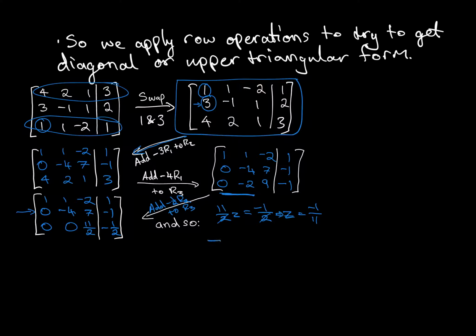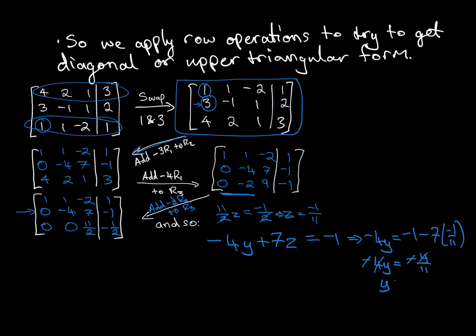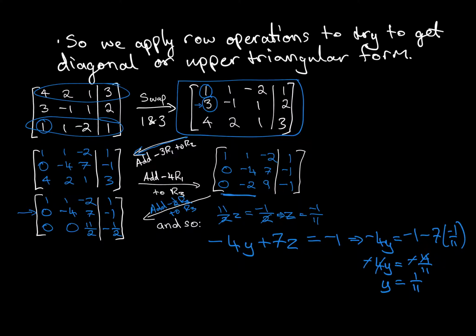Okay, so your second row should tell you that minus 4y plus 7z is equal to minus 1. And we can rearrange that. We've got minus 4y is minus 1, take away 7z's, but z is minus 1 on 11. So we have minus 4y is equal to minus 1 plus 7 on 11, or minus 4 on 11. Dividing through both sides by 4 and cancelling the minus, we're going to get y is equal to 1 on 11.